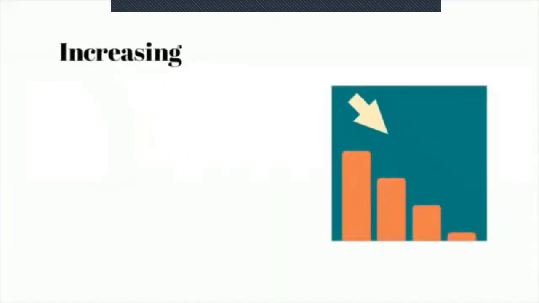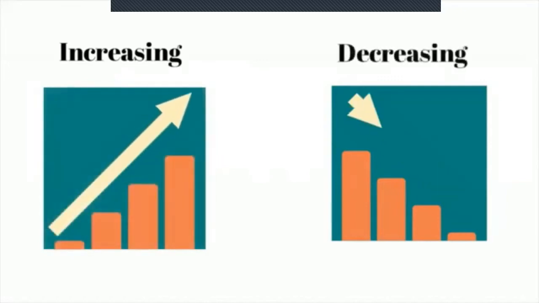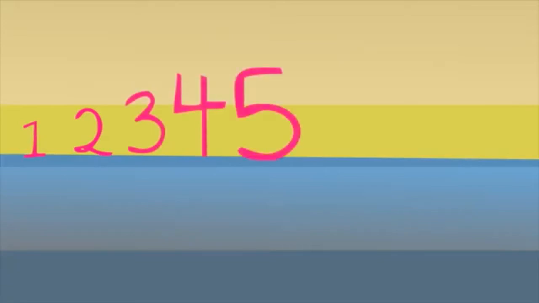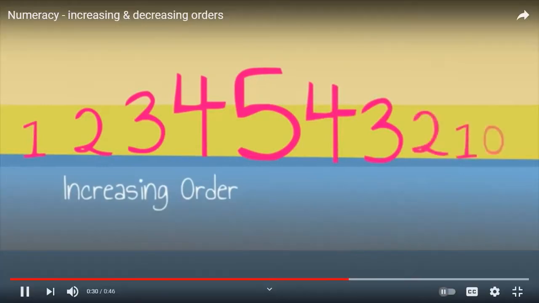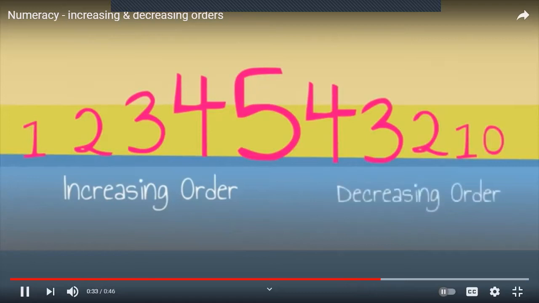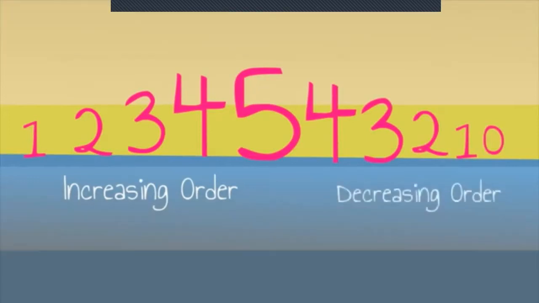Let's learn about increasing and decreasing orders. Going up and going down. 1, 2, 3, 4, 5. Increasing order. 5, 4, 3, 2, 1, 0. That's a decreasing order. So when we go down, it's decreasing. When we go up, it's an increasing order.